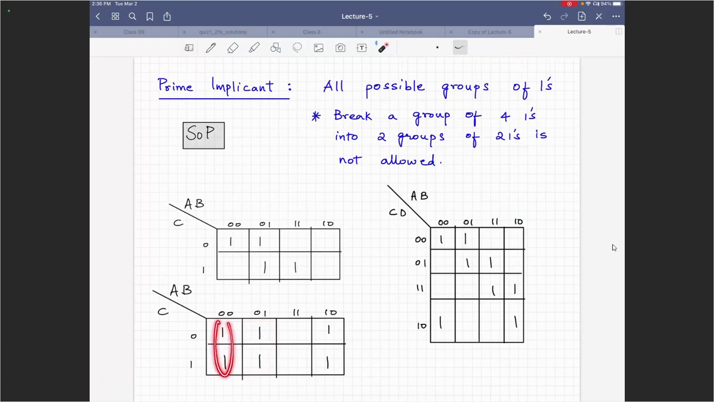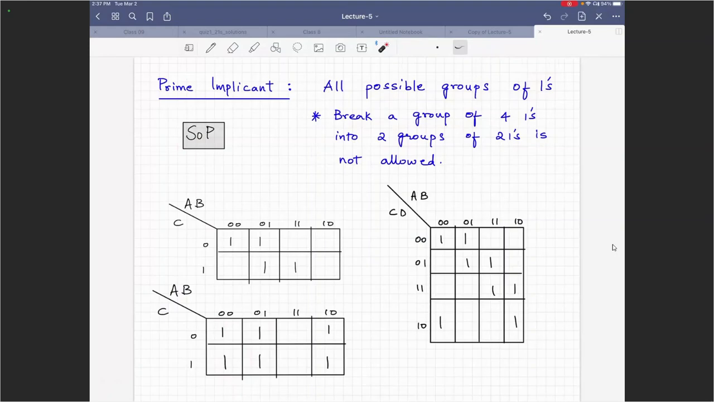However, you cannot just break them into two groups of two ones and call them both prime implicants. So that is not allowed. Breaking a bigger group into smaller groups is not allowed. That would not qualify as a prime implicant. Now, again, as I said, this is for the ones because it is a sum of product prime implicant.